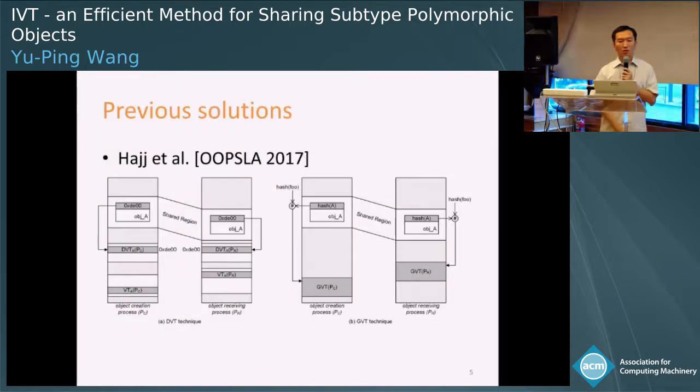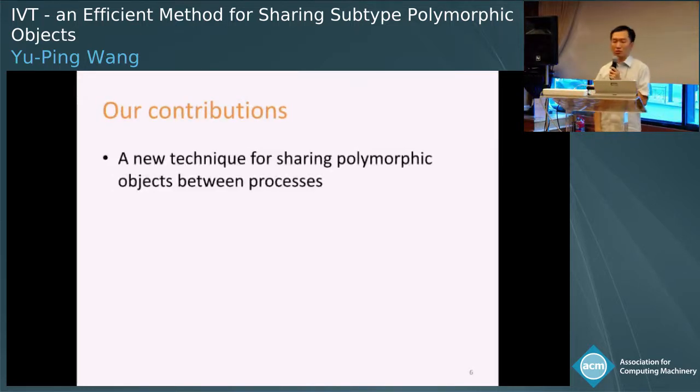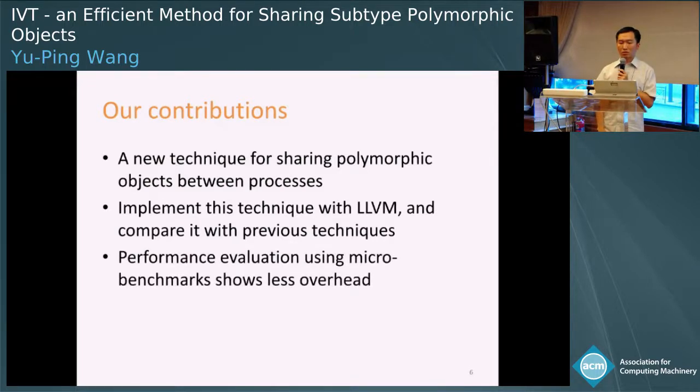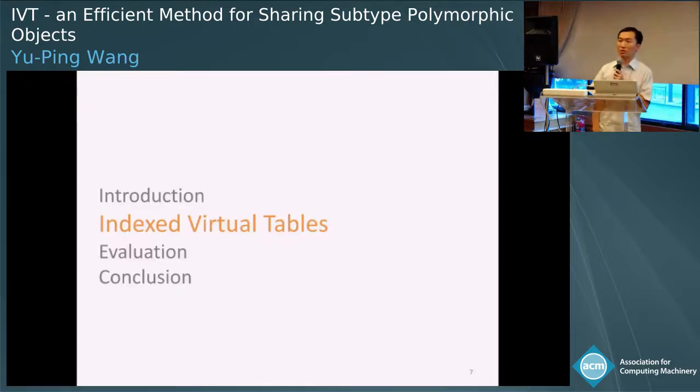So we thought we could introduce a new technique for sharing polymorphic objects between processes efficiently. We implemented this technique with LLVM and compared it with previous techniques. Performance evaluation using macro benchmarks shows that our technique introduces less overhead, and we also apply our technique to several application scenarios.